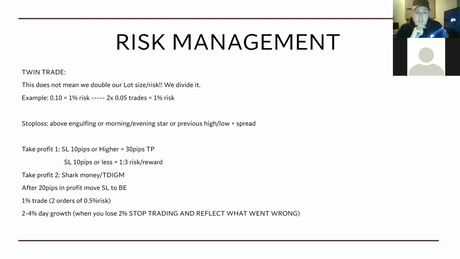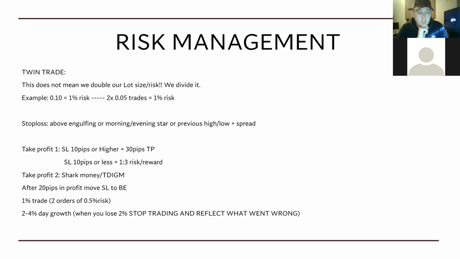Now, risk management. What I do when I trade is I twin trade, but this does not mean that we're doubling our lot size or our risk. What it means is that we're dividing it. So, for example, if you're looking to place a trade at, say, 0.10, and that's equal to your 1% risk, and you want to risk 1% on the trade, what you would do is 2 trades of 0.05, and those 2 trades equal your 1%. So you can see that we've divided it, we're not doubling it.